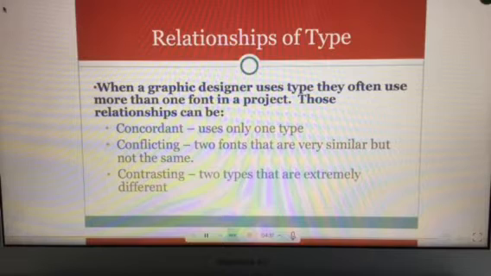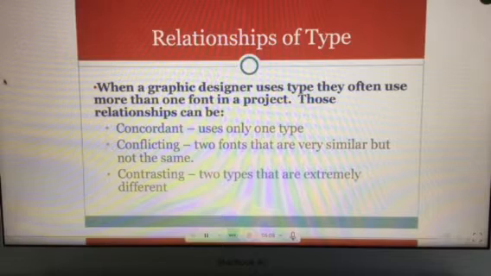Relationships of type. When a graphic designer uses type, they often use more than one font in a project. Those relationships can be the following. Concordant, where the designer uses only one type. Conflicting, where the designer uses two fonts that are very similar but not the same. And finally, contrasting, where the designer uses two types that are extremely different.